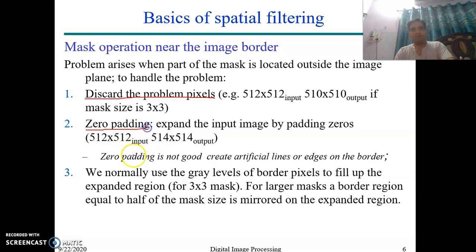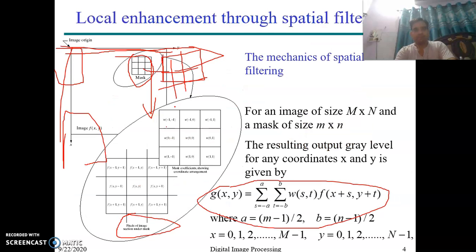Then what else can we do? We can pad the border regions. Suppose the mask pixels are outside the image. What will we do? We will consider those pixels as 0, or sometimes we will consider them 1 or some other gray values, depending upon our requirements. So this is basically known as padding.